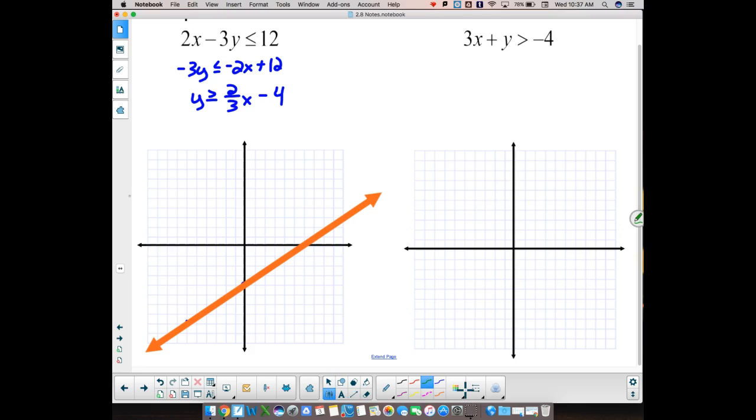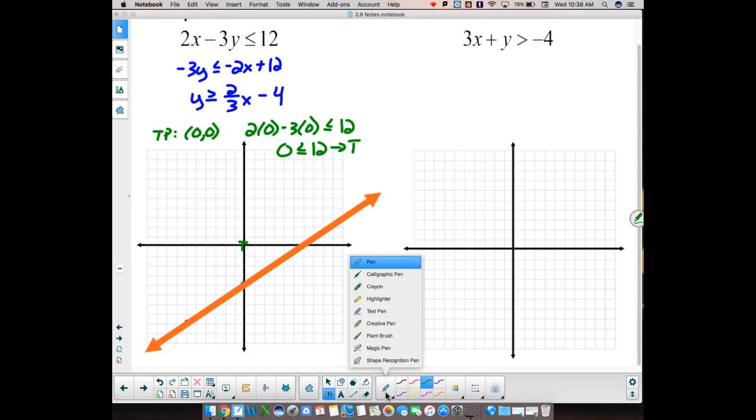I did not go through the origin, so I'm going to test point the origin. So that's going to give me 2 times 0 minus 3 times 0 is less than or equal to 12. So 0 is less than or equal to 12, which is true. So I am going to shade on that side.